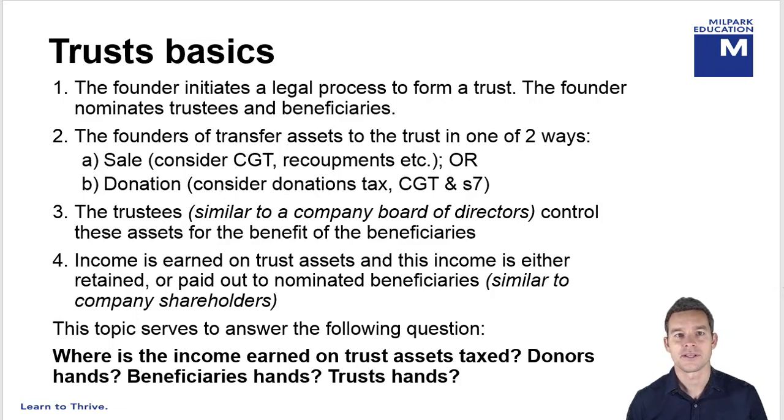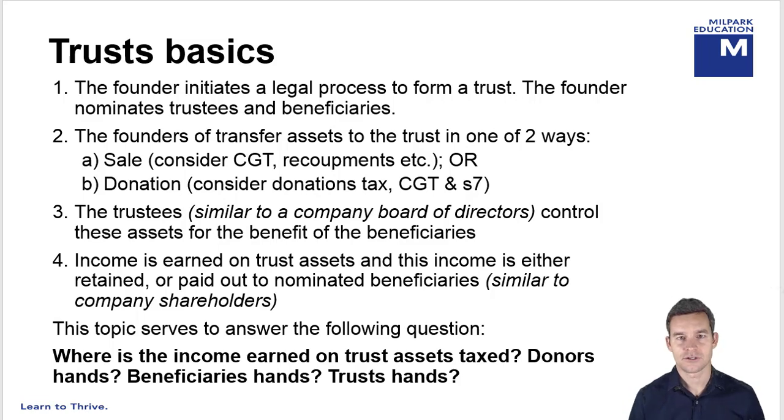The founder then nominates trustees and beneficiaries in terms of their trust deed. Now the founder can transfer assets to the trust in one of two ways. They can sell those assets to the trust, or they can donate them. In both cases, there are going to be CGT consequences. We just need to be aware that where the assets are donated, which is the more common form of transferring assets to the trust, we need to consider donations tax as well.